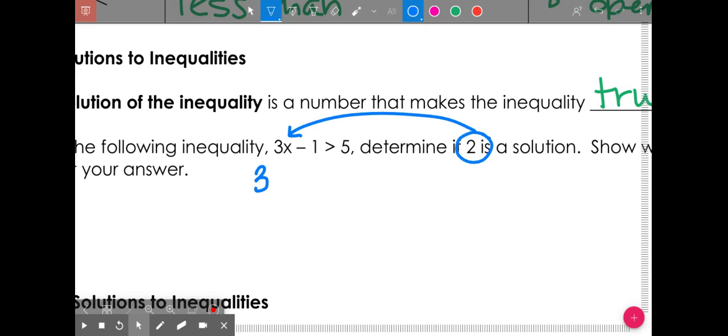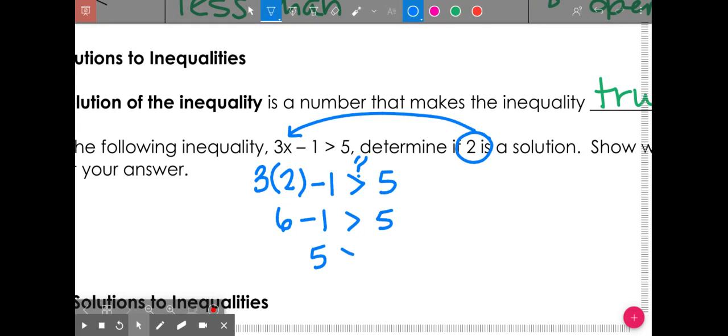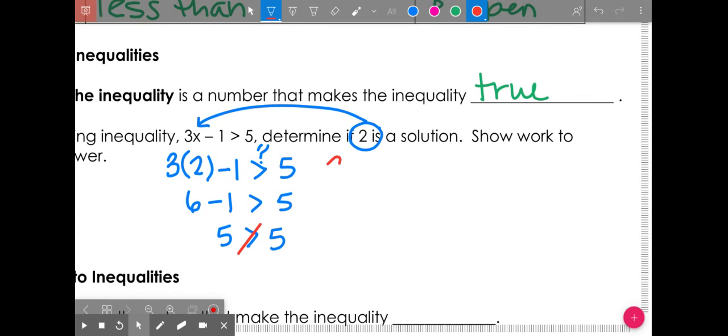So we're taking 3 times 2 minus 1. We want to know, is that greater than 5? So 3 times 2, that's 6. 6 minus 1, that's 5. Is 5 greater than 5? Hopefully you're saying, no, 5 is equal to 5, so it can't be greater than 5. So this is false. So 2 is not a solution.